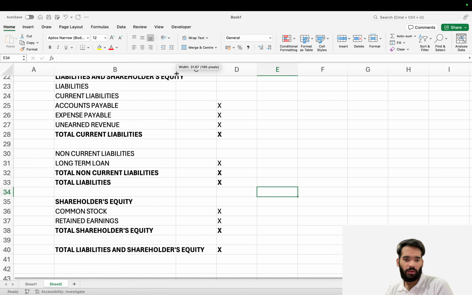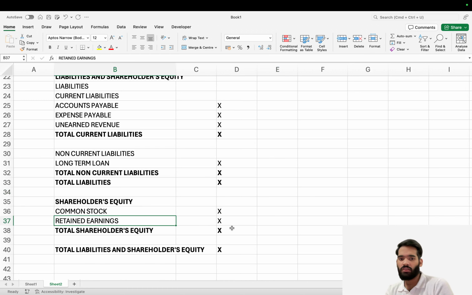Now you might be wondering, how do I do the retained earnings? Don't worry about that. That is in our upcoming video on the statement of changes in equity, which is another financial statement.